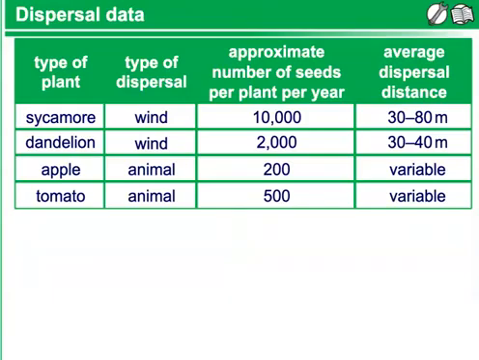Here's some dispersal data. We have the sycamore, the dandelion, the apple, and the tomato. We are given the type of dispersal, whether wind or by an animal. We are given approximate numbers of seeds per plant per year, along with average dispersal distance. Do you see any connections here?